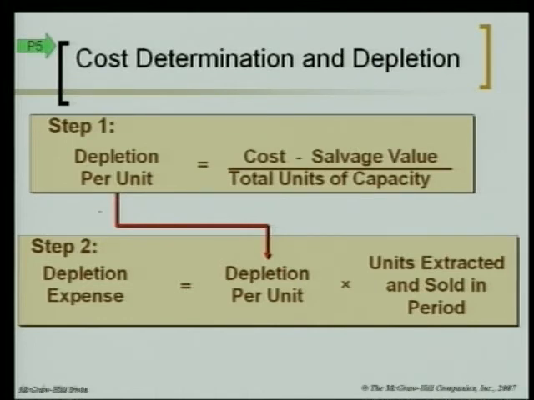What this slide is telling us is that we use a units of production methodology to deplete natural resources. And this is something that you've already been tested over. The only difference is we're using the word depletion instead of depreciation. Let's take a look at this. We figure out the depletion per unit, which equals your cost minus your salvage value over the total units of capacity. And then we take that times the units extracted and sold in the period. Now this is best illustrated with an example, so let's look at one.